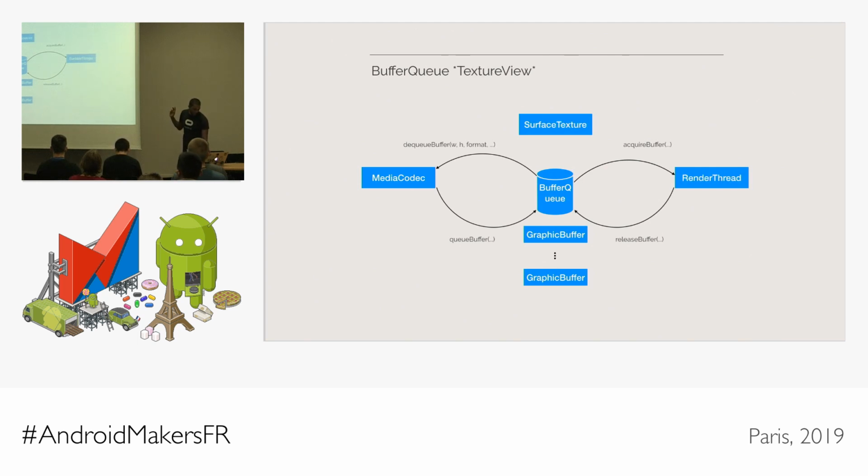And this is for the surface view case. For texture view, it's a little bit different. You're going to have your surface texture, which is going to manage the buffer queue. And again, it's going to essentially have the same graphic buffers behind the scenes, and I'm going to mention in the next slide what those are. And Media Codec is still the producer. Whether you're using MediaPlayer or ExoPlayer, in the end, libstagefright is the thing that's actually going to be writing into the buffers.